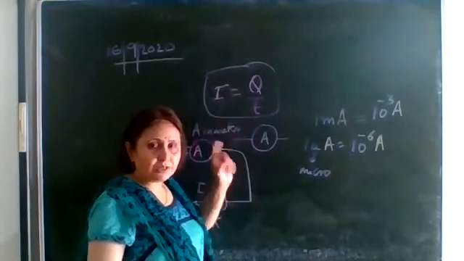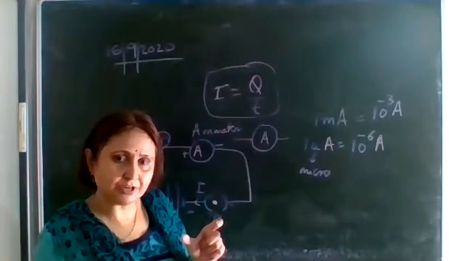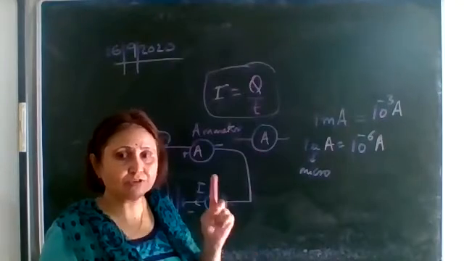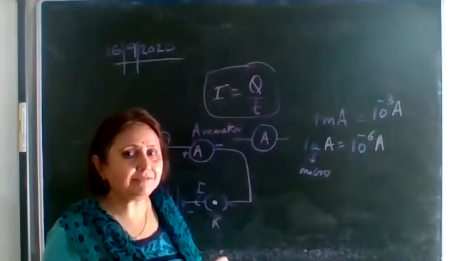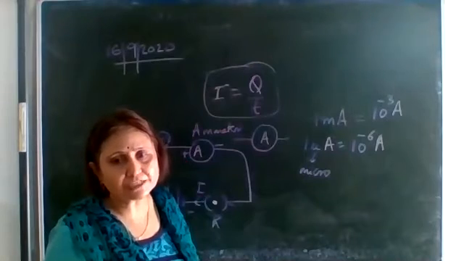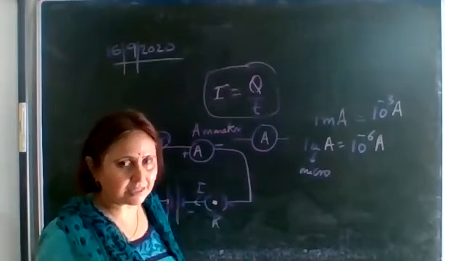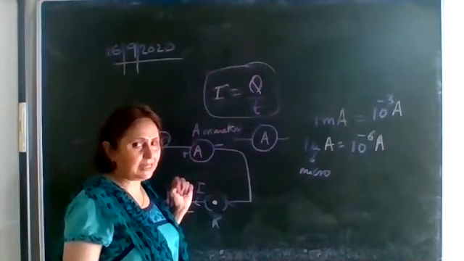And 1 coulomb of charge is equivalent to 6 into 10 raised to 18 electrons. So these many electrons, 6 into 10 raised to 18 electrons, will have a charge of 1 coulomb. So 1 electron will have a charge of 1 upon 6 into 10 raised to 18, that is 1.6 into 10 raised to minus 19 coulomb. And this charge is also negative. Why? Because it is the electron.